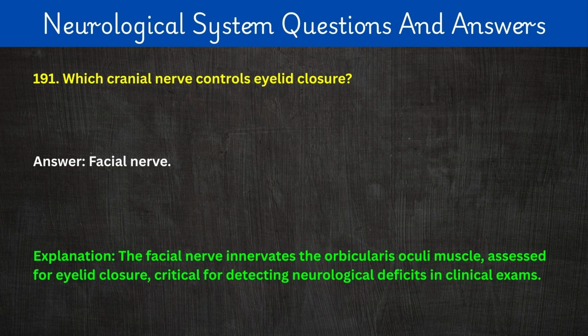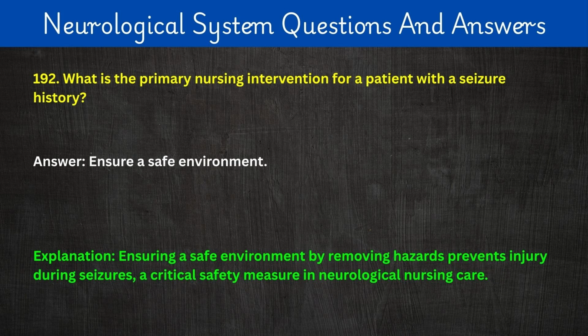Answer: facial nerve. Explanation: the facial nerve innervates the orbicularis oculi muscle, assessed for eyelid closure, critical for detecting neurological deficits in clinical exams. 192.